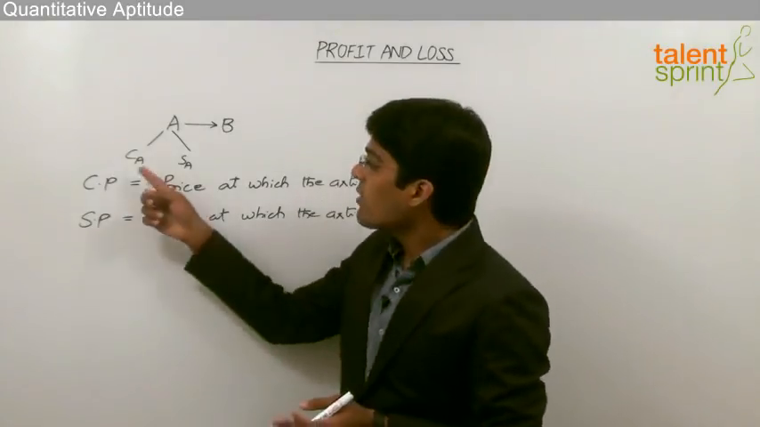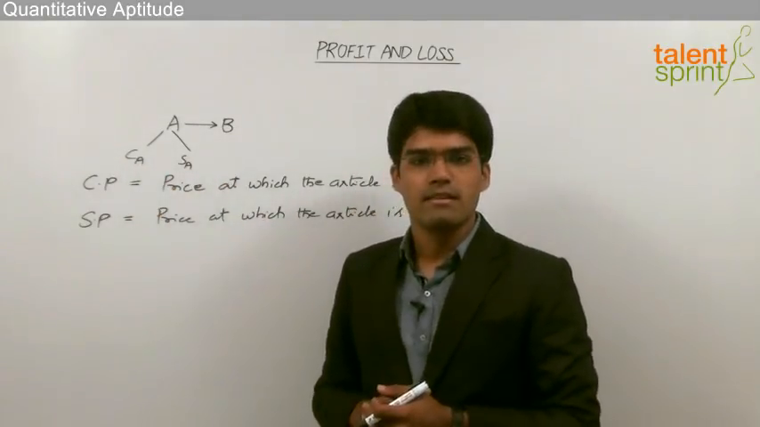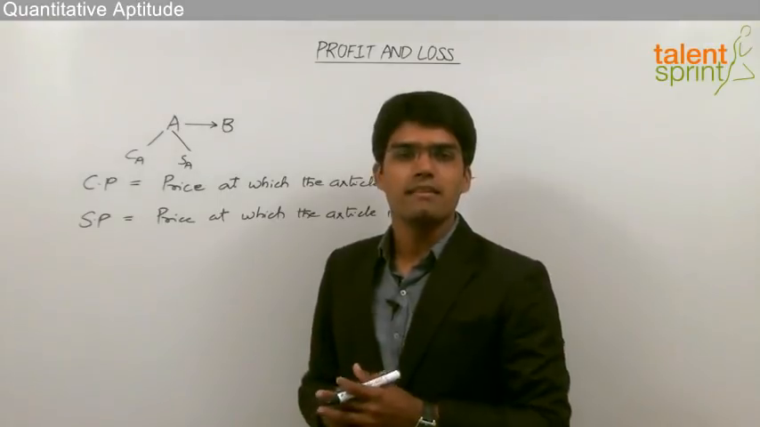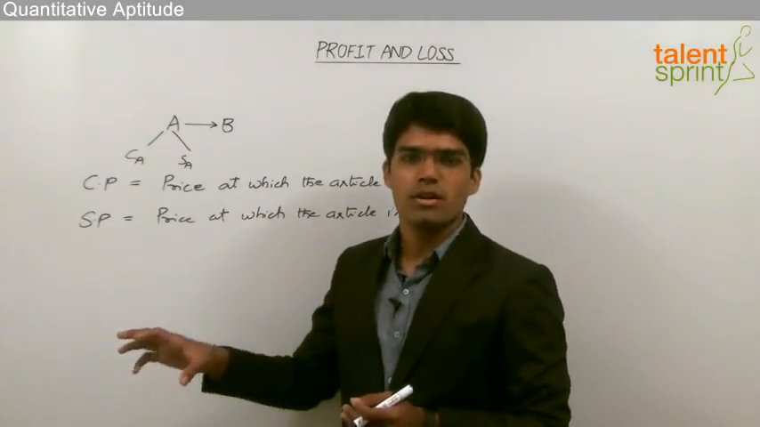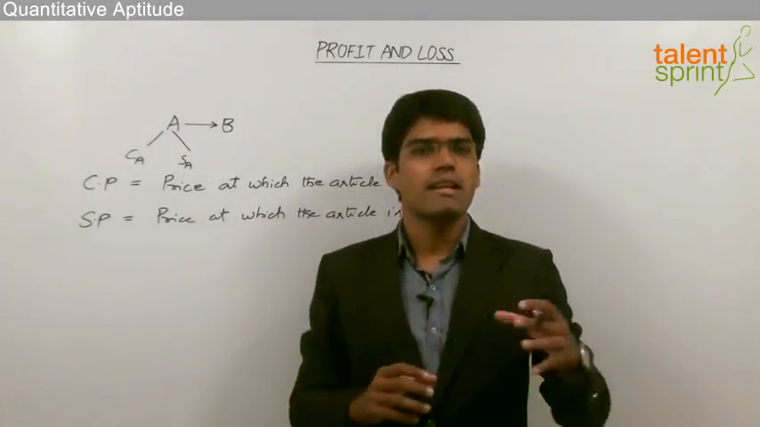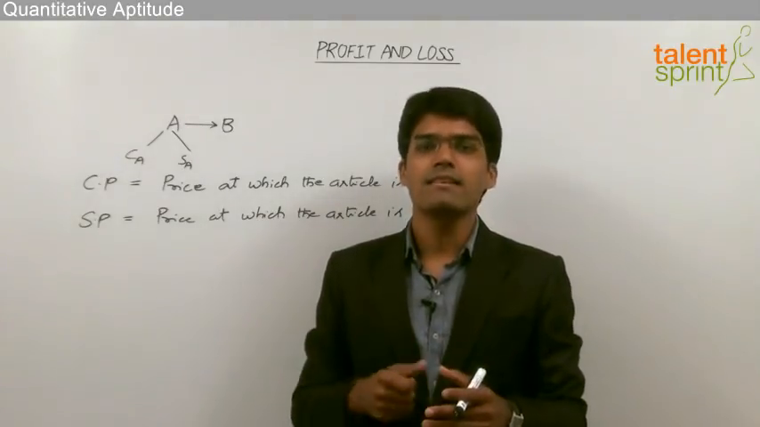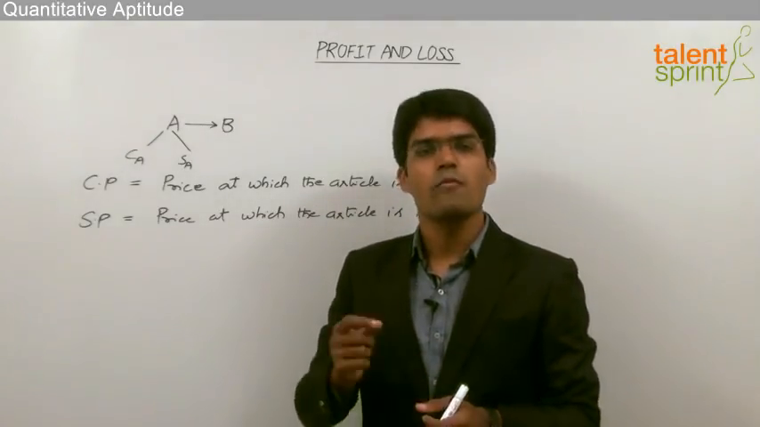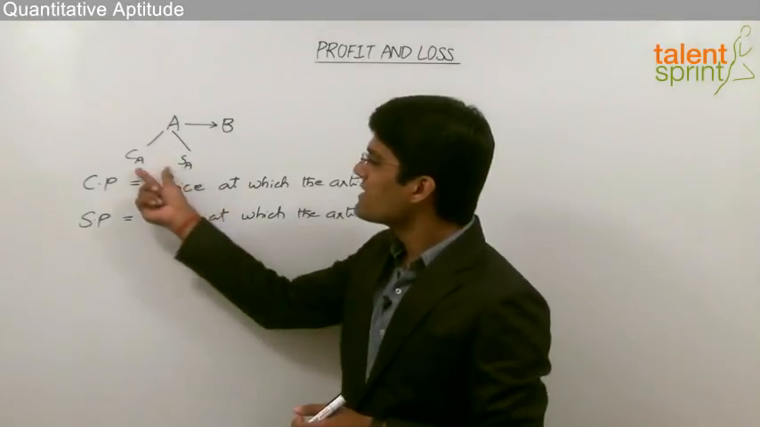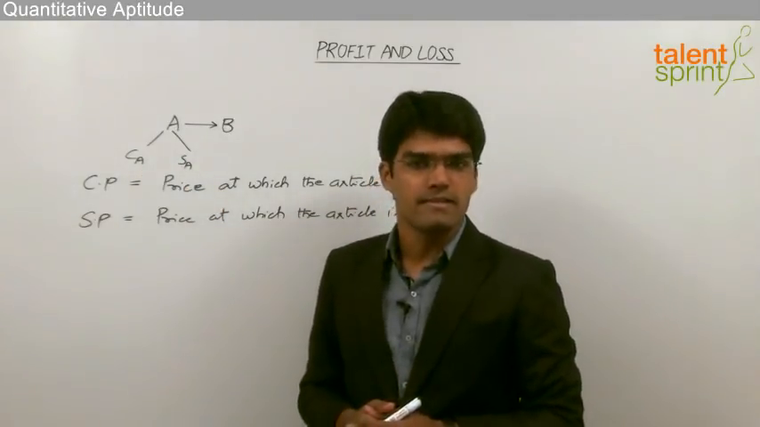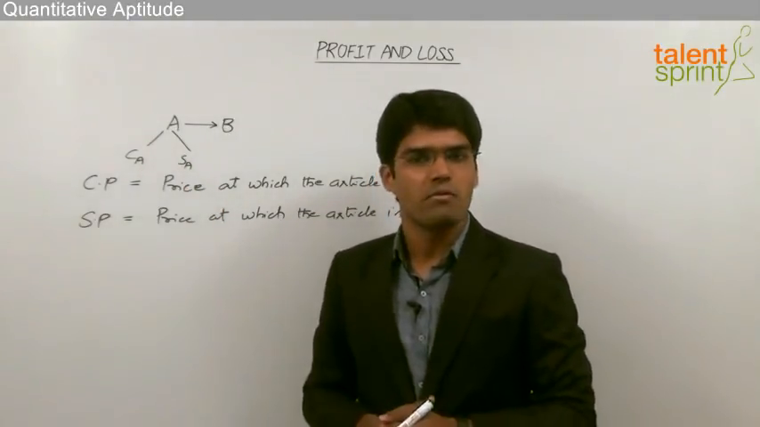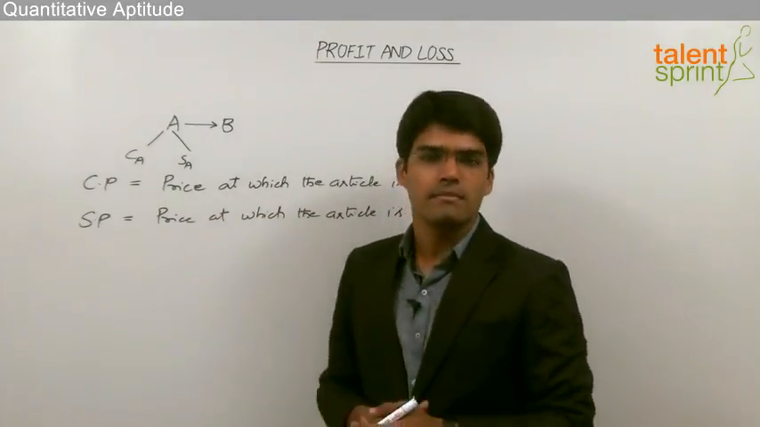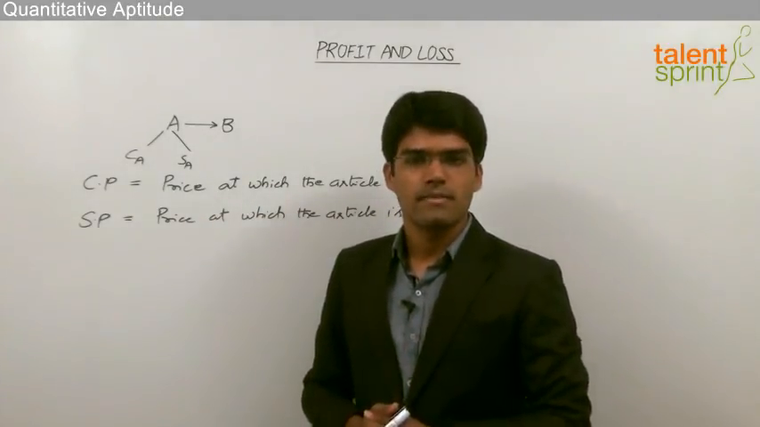In case the cost price is higher than the selling price, the person A makes a loss. Why? Because he has bought an article at some value and sold it at a lesser value. So the difference here is the loss made by A. Profit or loss is nothing but the difference between cost price and selling price. If the selling price is more, we get a profit, and if the cost price is more than the selling price, then we get a loss.